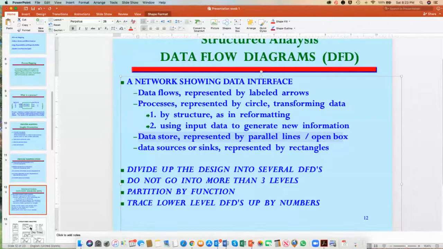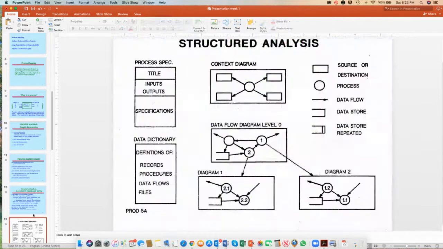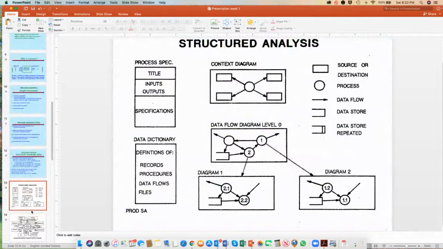So you might have one process on the top, 3 processes on the next level down, and then each process on the next level down goes down, and you have more definition. And I'll show you that in a minute. So the structured analysis or process mapping is really these 3 things we talked about: source or destination, which is a rectangle, a process, and then data flow.